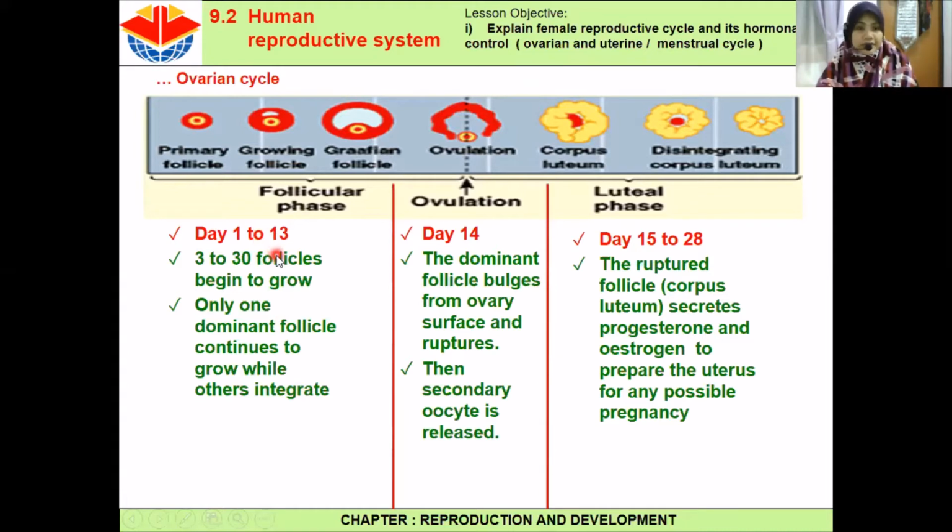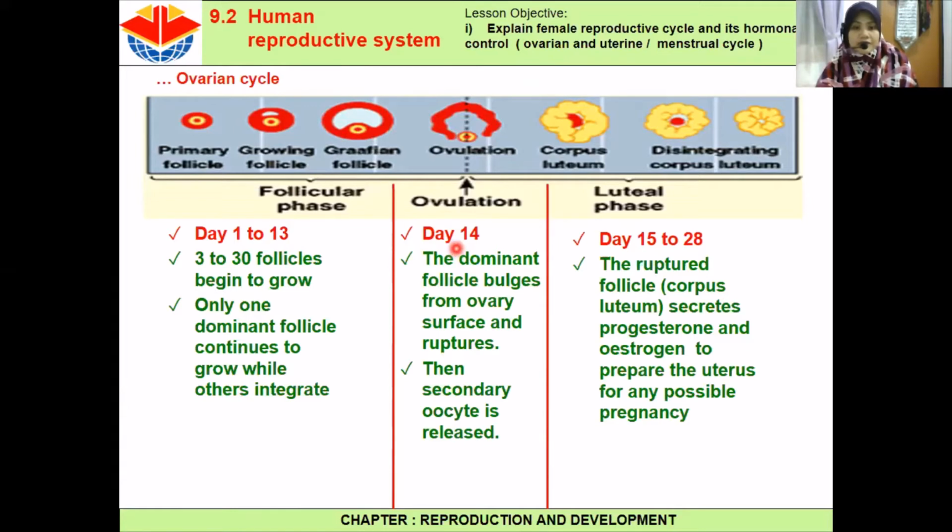Jadi follicular phase adalah keadaan di mana follicle grow daripada primary follicle, kemudian menjadi growing follicle dan akhirnya menjadi Graafian follicle. So Graafian follicle ini merujuk kepada matured follicle. So follicular phase adalah phase di mana follicle grow. Follicle grow from primary follicle become Graafian follicle. The Graafian follicle is also known as matured follicle. So at day 14 usually happens ovulation. The ovulation usually happens at day 14.